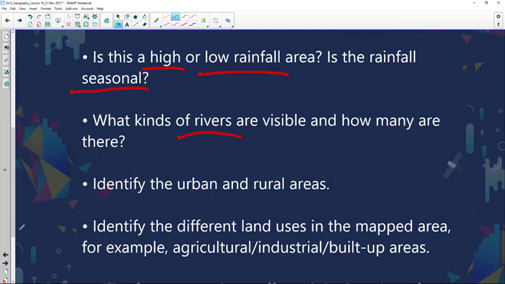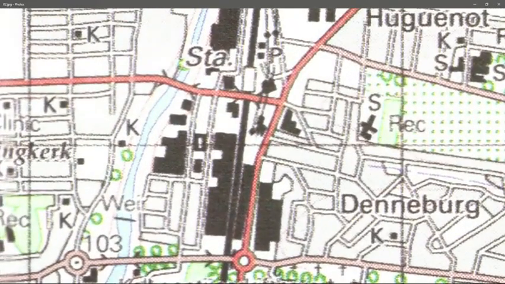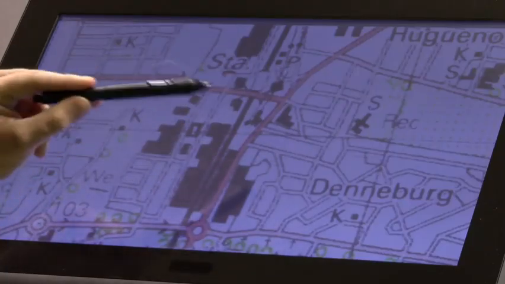Identify the urban and rural areas. Now, as you know, urban areas are like towns, cities, or conurbations. Rural areas are like isolated farmsteads, hamlets, or villages. Now, if you look at our map, and we zoom in, immediately in the town of Paarl, you can see the street patterns over there. You can see churches situated over there. There are schools represented by the S. If you look over there, there's a station. So that's definitely the town of Paarl.